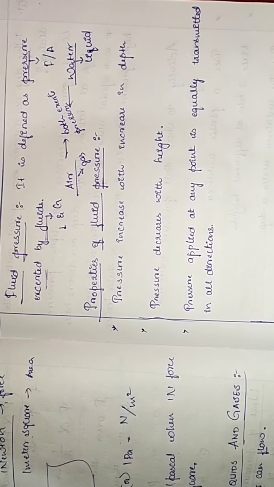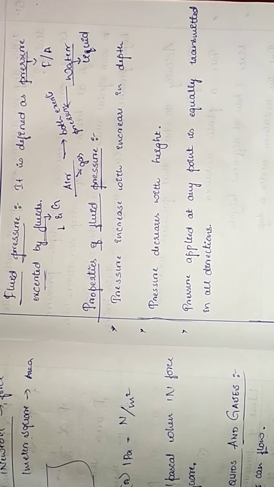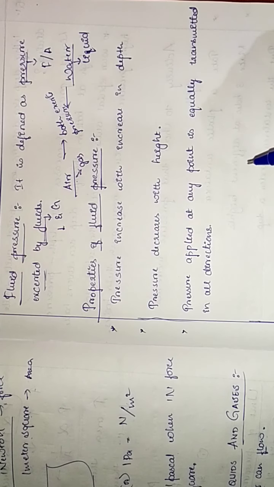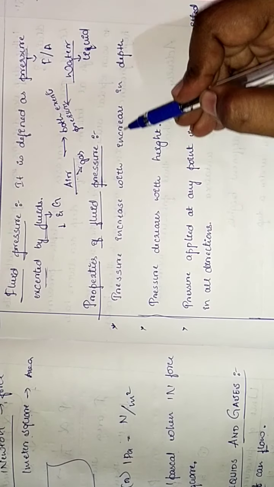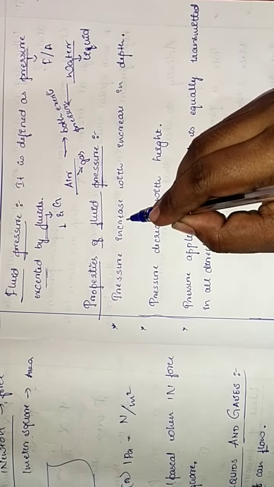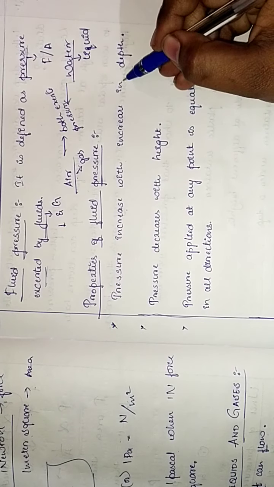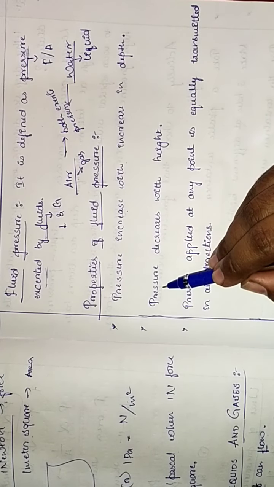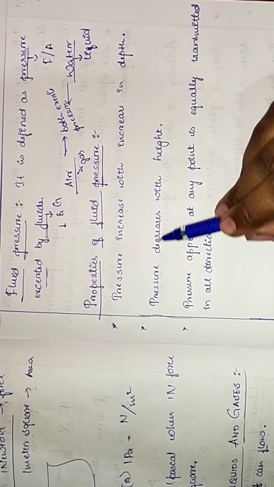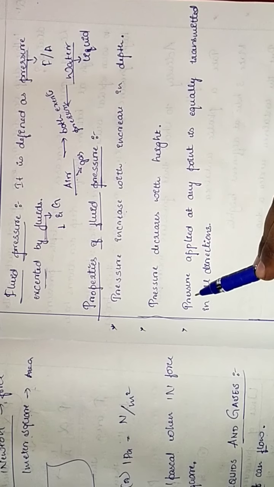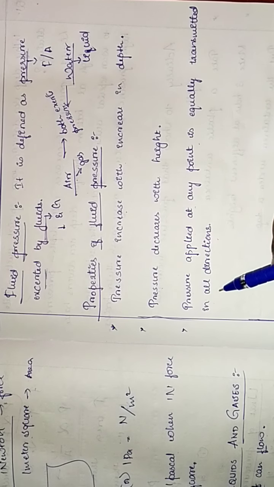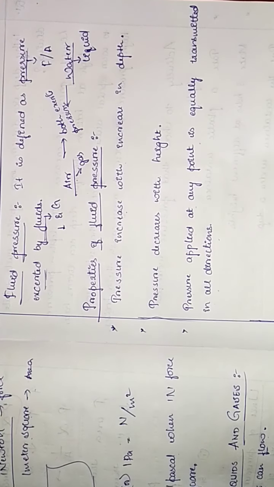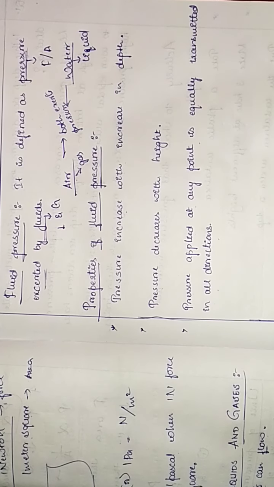In order to study this, we have some properties of liquid pressure, or fluid pressure. The properties of fluid pressure are these. The very first point: pressure increases with increase in depth. The second one: pressure decreases with height. And the third property of fluid pressure: pressure applied at any point is equally transmitted in all directions. Now, children, let us study these in detail.